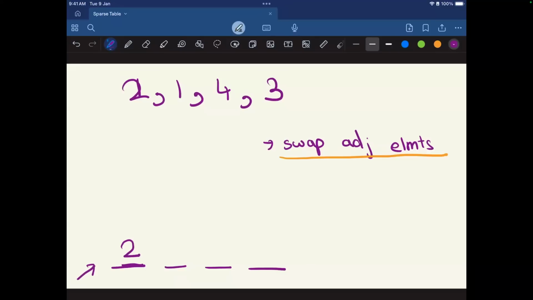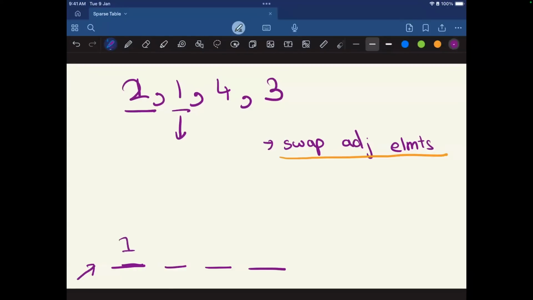Yes, right. It is sorted. Now, since this is sorted, let's introduce the next element, which is 1. So after we introduce 2, 1, you can notice that our array is not sorted. So now we'll need to swap 2 and 1. And after swapping 2 and 1, you will notice that our array is sorted.